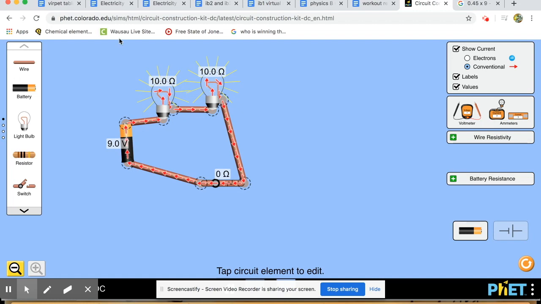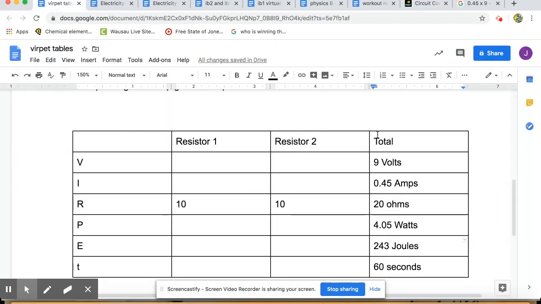So look at that. I already have all of the information from the total values for this circuit. I know the total voltage, total amps, total ohms, total watts, total power, total joules it uses, and how long it operated for. But let's say I wanted to know how much this particular resistor uses, or this particular resistor. I need more information to fill in some of these values.